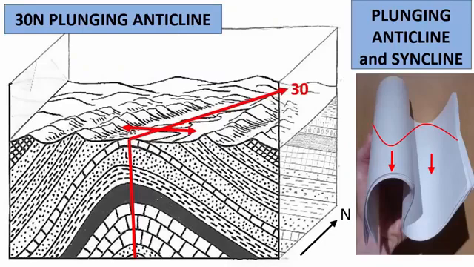Plunging synclines and anticlines show horseshoe-shaped outcrop patterns on eroded surfaces because we're not looking exactly perpendicular to the hinge axis. Effectively, it's like seeing a combination of a cross-section and map view at the same time. For plunging anticlines, the horseshoe bends in the plunge direction. For synclines, the open side of the horseshoe is in the plunge direction.